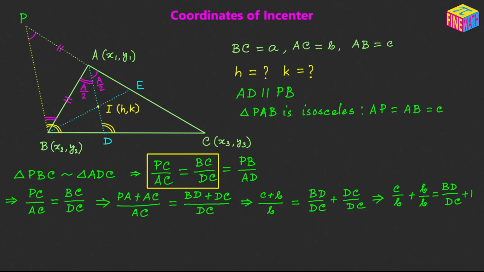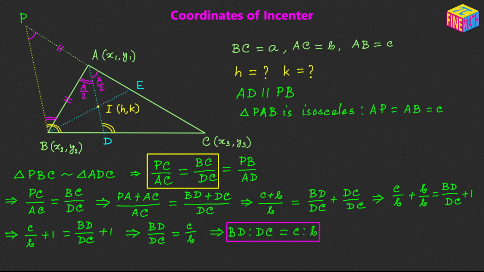And from here, we can write it as C over B plus B over B equals BD over DC plus 1. And again, from here, we can say C over B plus 1 is equal to BD over DC plus 1. And from there, we can say BD over DC is equal to C over B. That means the ratio of BD is to DC is actually C is to B. And that's a very important property of the angle bisector, that it divides the opposite side in the ratio of the two sides that contain the original angle.